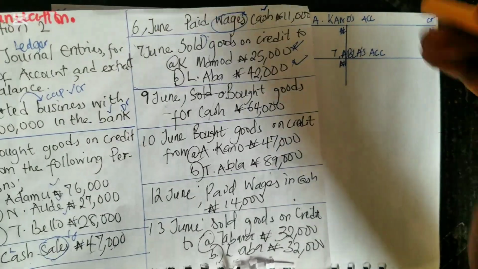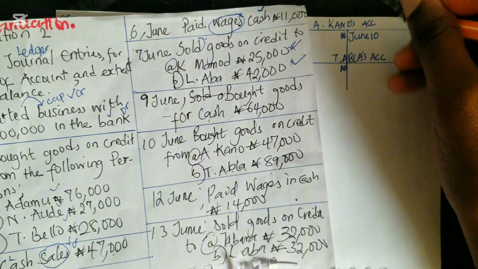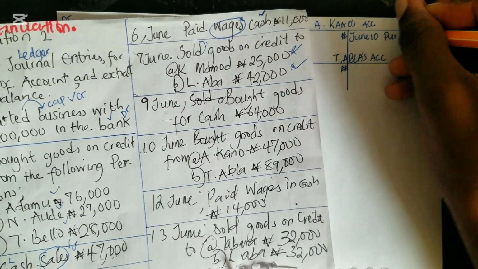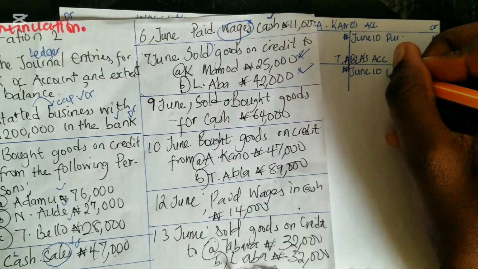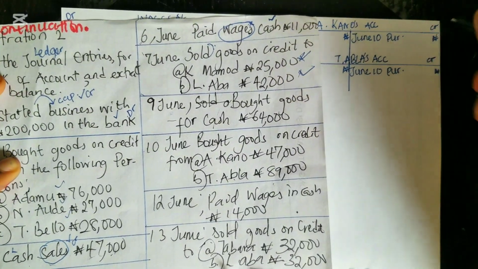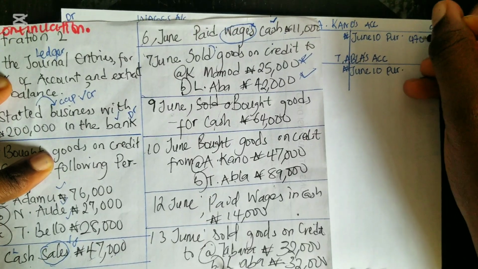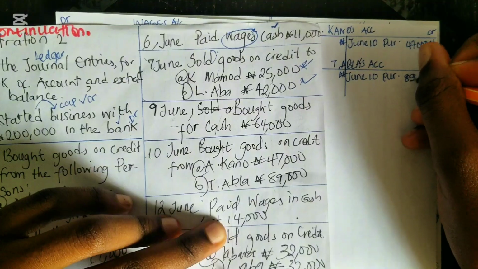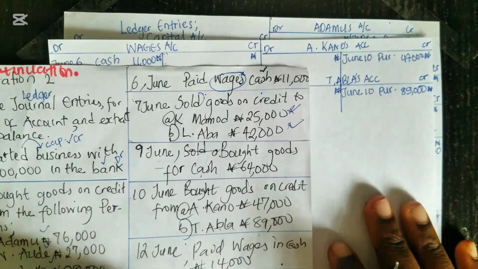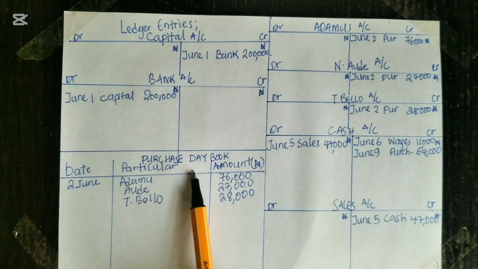So we'll write June 10 here. Here is going to be purchases. How much is it for A Kano? That's 47,000, and for T Abla it is 89,000. So we have done this. So we have to move it to our purchases daybook.